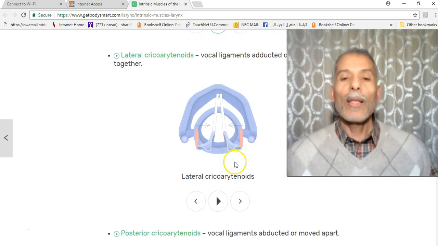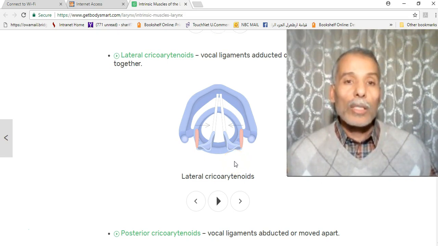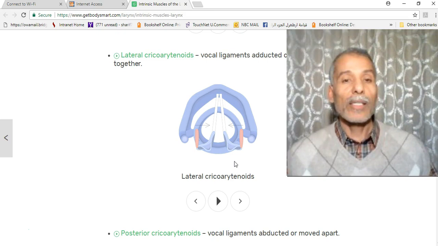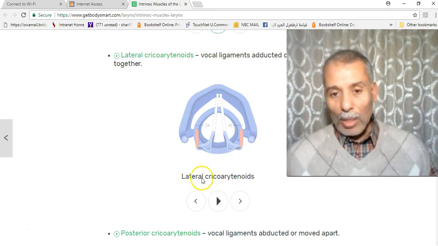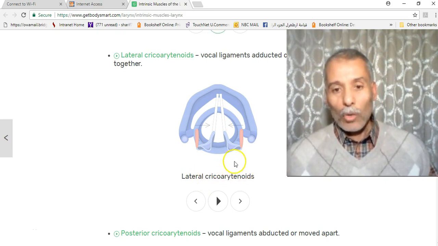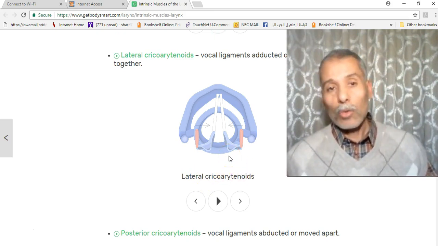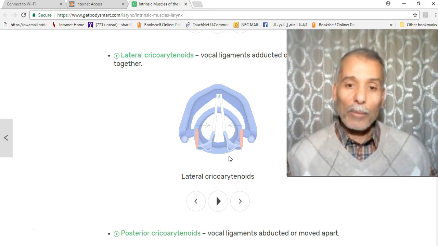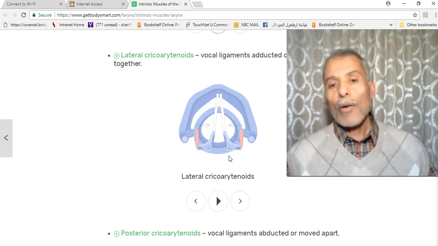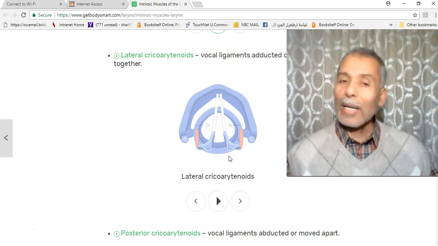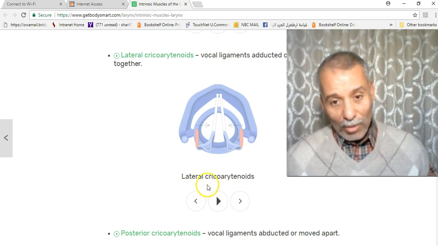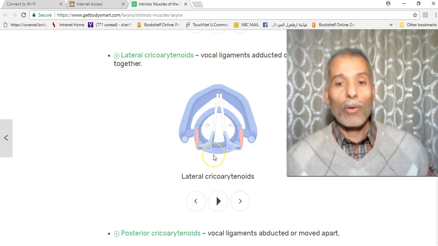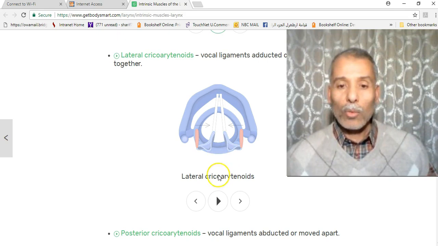Let's look now at the muscle that closes the vocal folds, that adducts. It's the major adductor of the vocal folds. So again, lateral cricoarytenoid. So now you could understand why I'm telling you to really focus on the names. If you say the cricoarytenoid muscle does this and that, you haven't said anything, because there is a lateral cricoarytenoid, there's a posterior cricoarytenoid. So let's see how it works.